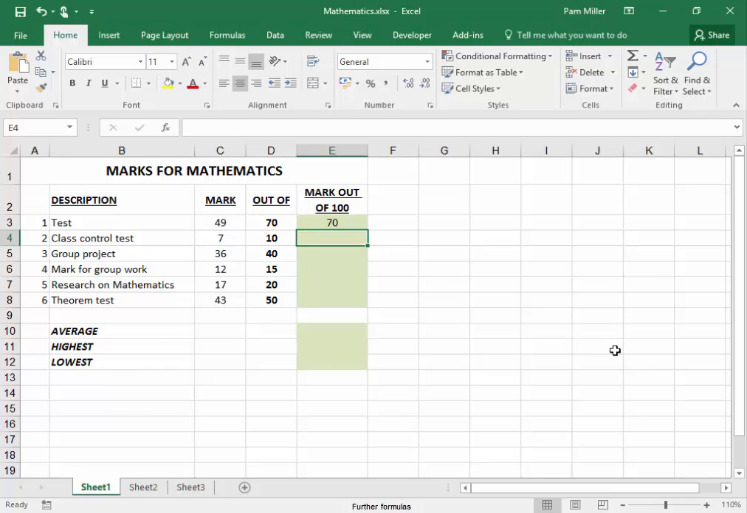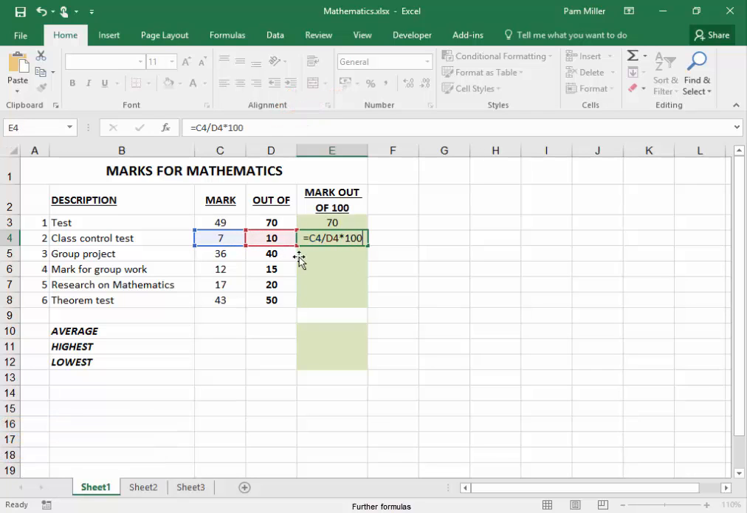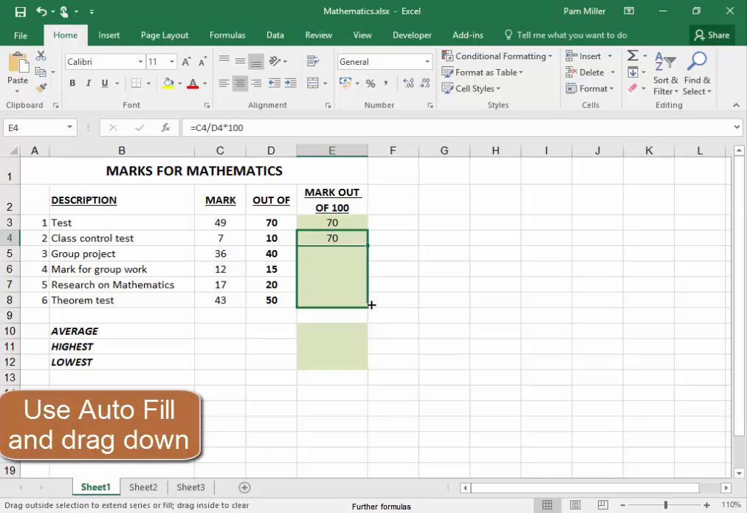Correct. Let me do it again below. Class control test is that cell divided by that cell multiplied by 100. We know that a test of 7 out of 10 would be the same as 70 out of 100. So this is correct. Let me use autofill and drag it down.